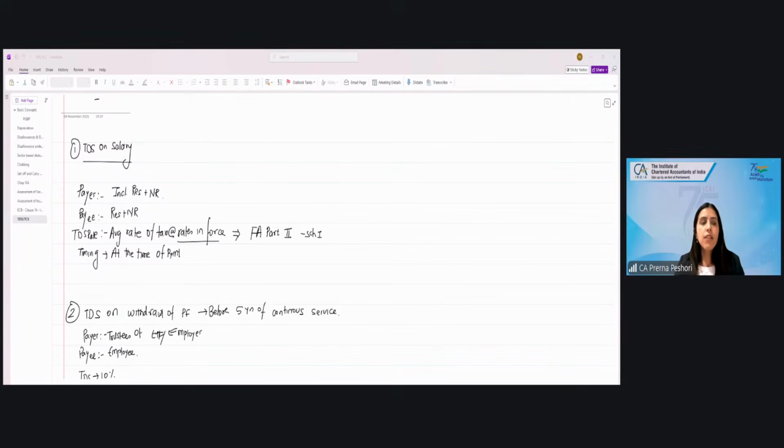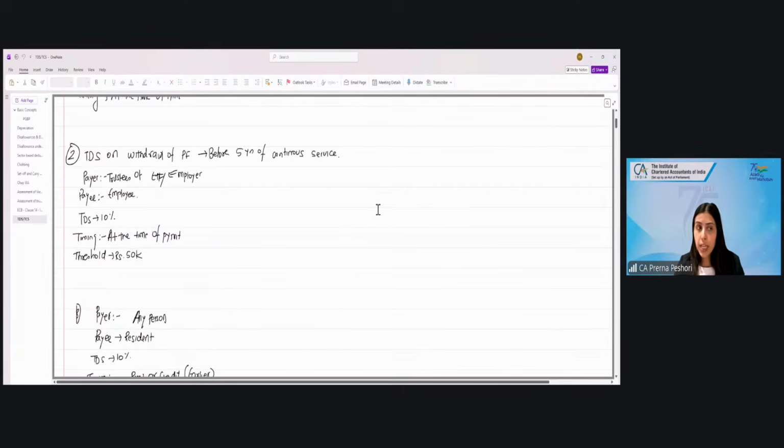Fine. So that is section 192 of the TDS provisions. Then we have section 192A, which is TDS on withdrawal of the Provident Fund. Now, when does the tax happen for the withdrawal of the Provident Fund? When 5 years of service is not completed and before that he withdraws, then this will be applicable. Correct. Very good. 50,000 or more. Correct.